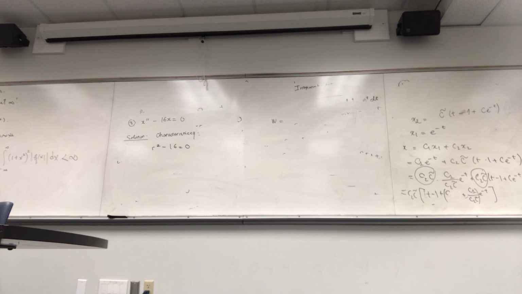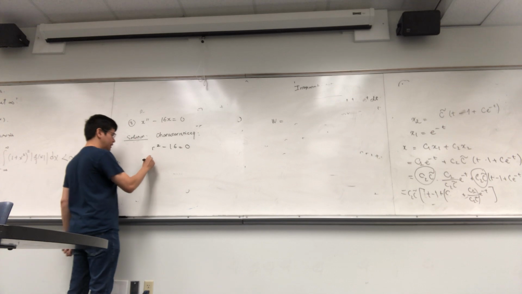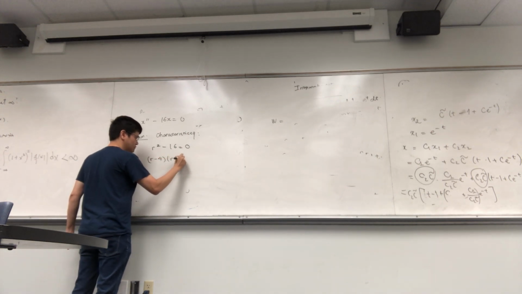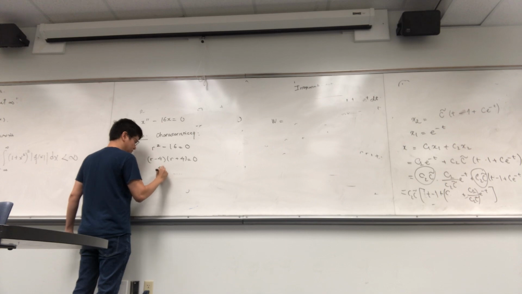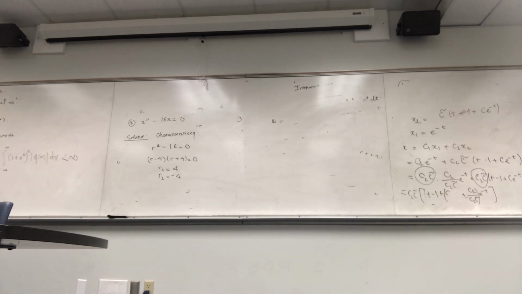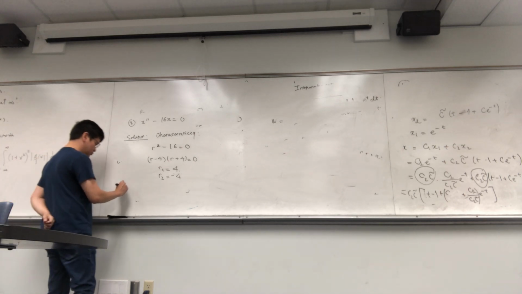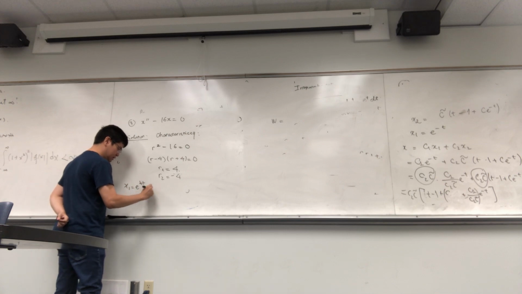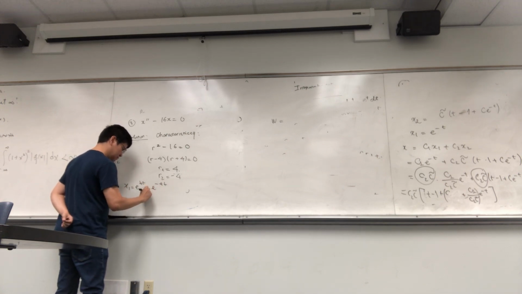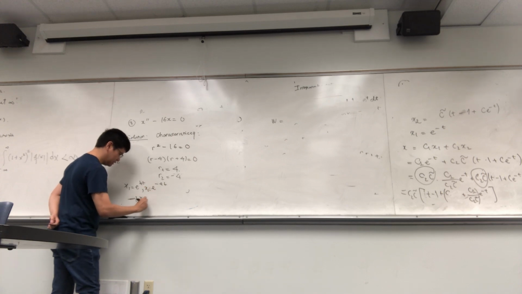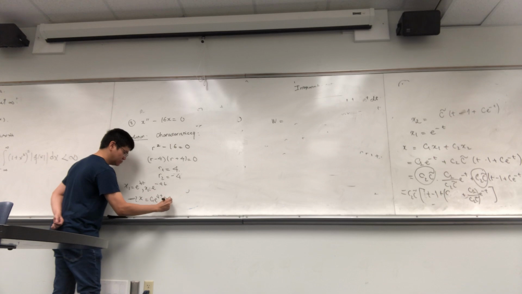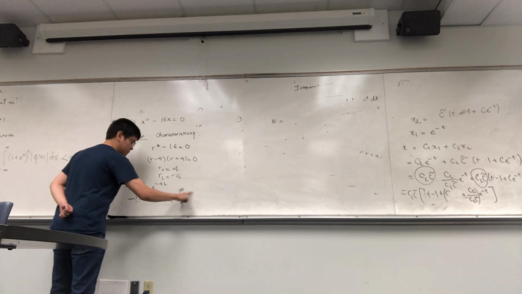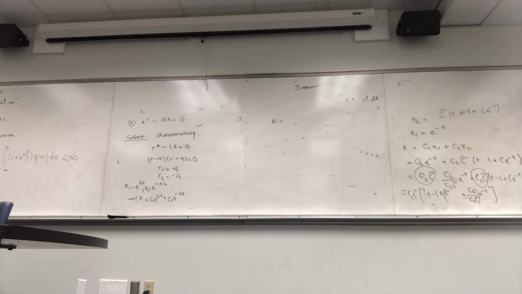So here I can factorize: r minus 4 times r plus 4 equals 0. Basically, the first root is 4 and the second is minus 4. What are the two solutions? The first solution will be e to the 4t, and the second e to the power minus 4t. So the general solution will be c1 e to the 4t plus c2 e to the power minus 4t.